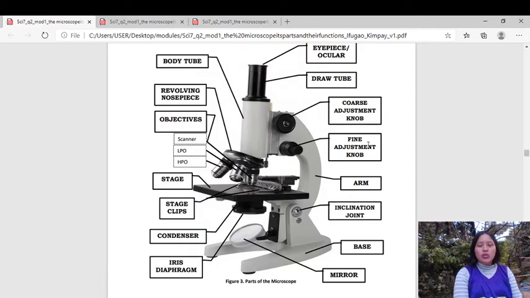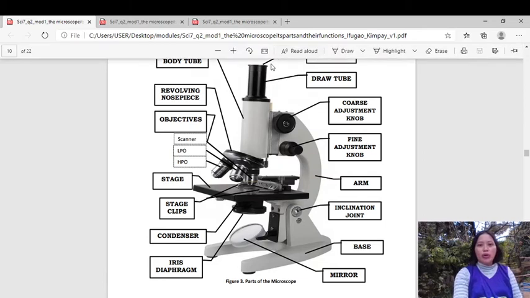Now we are going to go through the functions as fast as we can. First is the eyepiece. This is where you look through so that you'll be able to see the specimen. Now, what is this part? This is the draw tube that contains the objectives and connects them to the body tube.